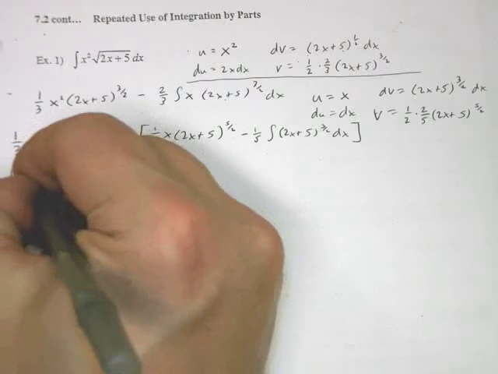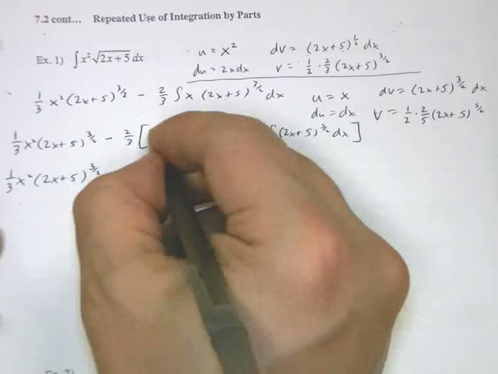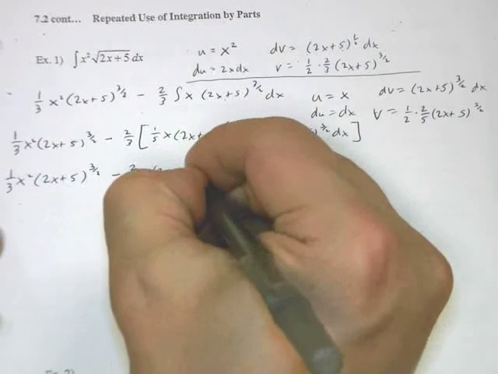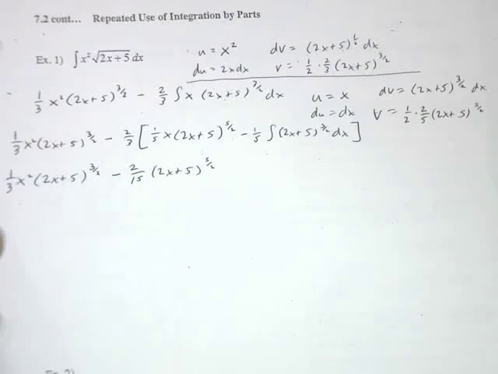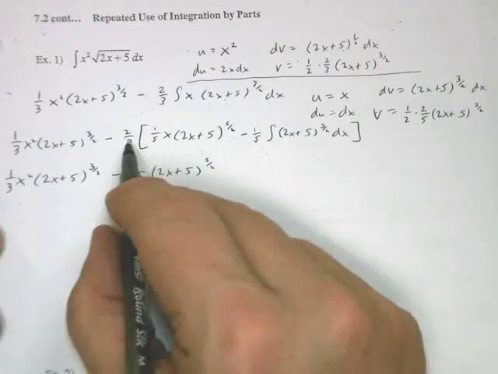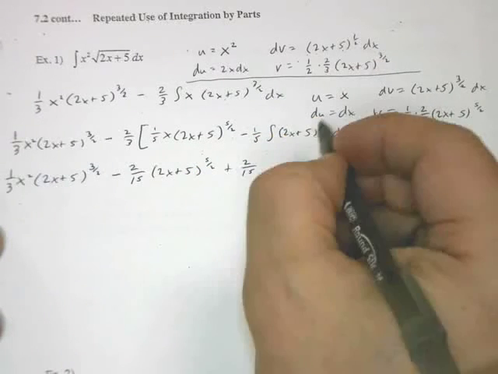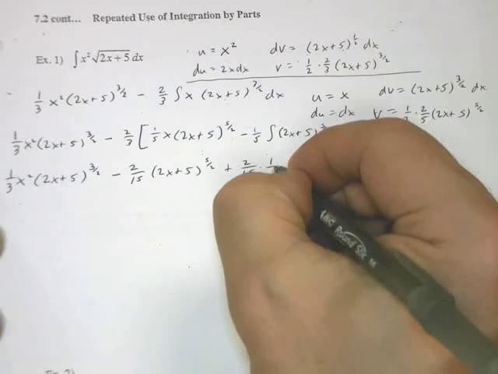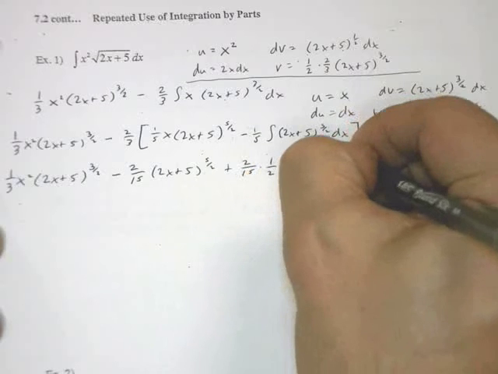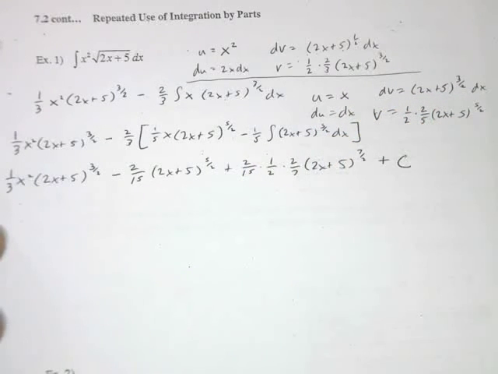So I have 1/3 x squared (2x plus 5) to the 3/2 minus. All right, this 2/3 has got to carry through, so I'm going to have 2/15 times (2x plus 5) to the 5/2. 2/3 is going to carry through to here, so it's going to be plus, because it's negative times a negative, 2/15. Then I've got to integrate this. I got to times by a 1/2 again because I don't have a 2 dx. Then 2/7. And then I have (2x plus 5) to the 7/2. And finally, we have our plus C.